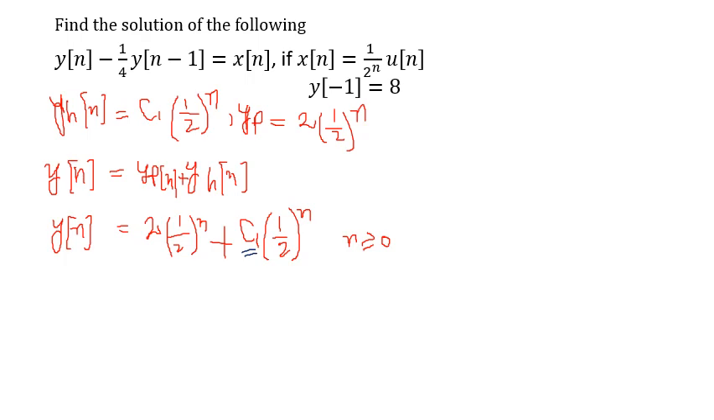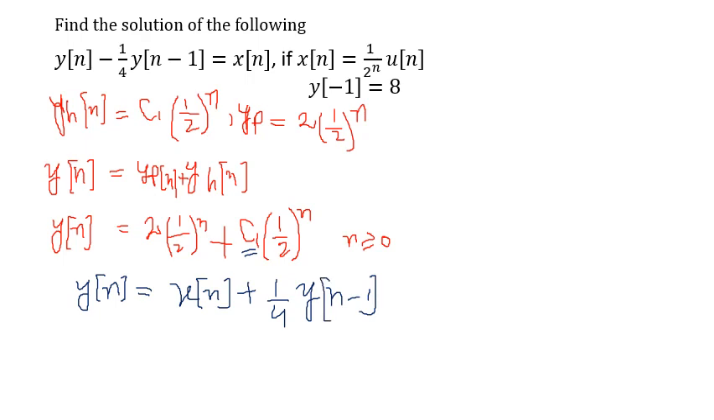So c1 can be obtained from the initial conditions given. So we write it in recursive format: y of n equals x of n plus 1 by 4 y of n minus 1. This is the original equation. I just wrote it in the recursive form.